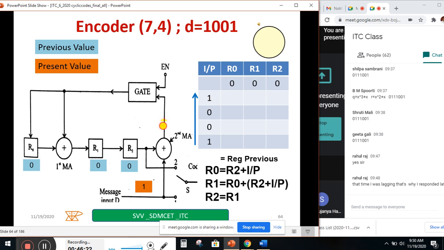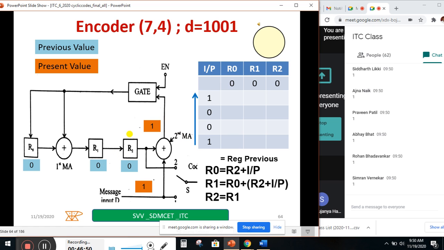What will the output of this mod 2 adder be? MA means mod 2 adder. 0 and 1 are the inputs to this mod 2 adder. When I use mod 2 with 0 and 1 as the input, what is the output? 1. So this 1 I will get here. Are you getting it? Observe carefully.